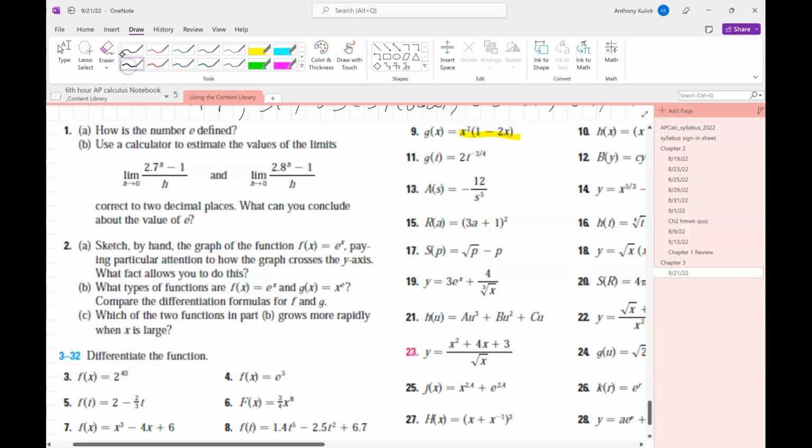It's going to be 2x minus 6x squared, right? Got to distribute it through, and then you can do the derivatives.